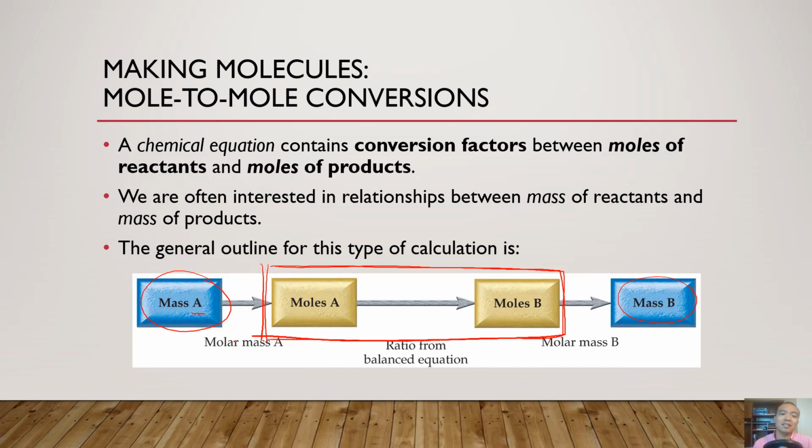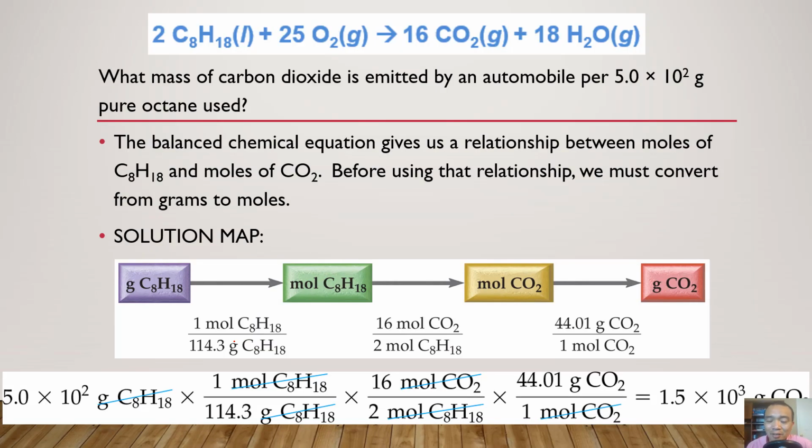Okay, so let's look at another example by analyzing this step by step. For example, what's the mass of carbon dioxide? Mass means you are going to find out how many grams of carbon dioxide is emitted by the automobile for certain grams of octane. Octane, by the way, is C8H18. So first thing, you will have to write the correct equation, which is provided above, right? So it's the balanced chemical equation as well.